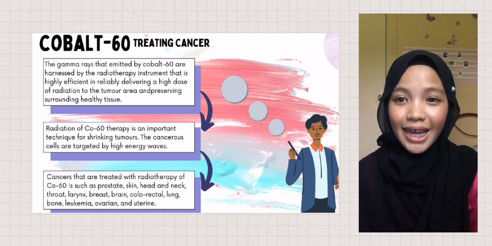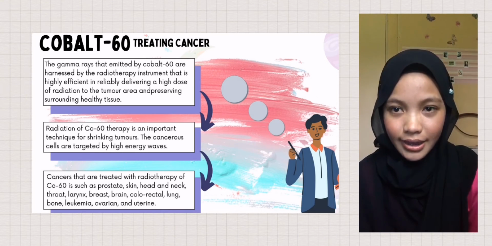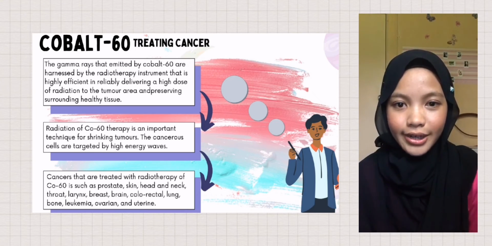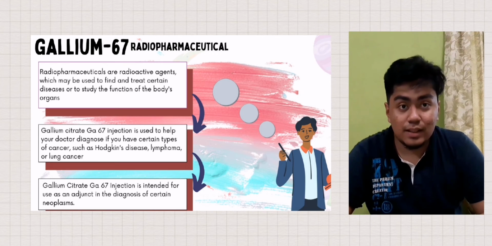So, the cancers that are treated with radiotherapy using cobalt-60 are prostate, skin, head and neck, throat, larynx, breast, brain, colorectal, lung, bone, leukemia, ovarian, and uterine. Next, we go to gallium-67.